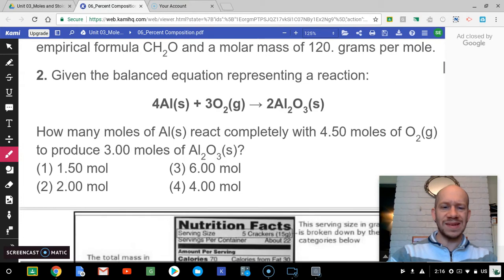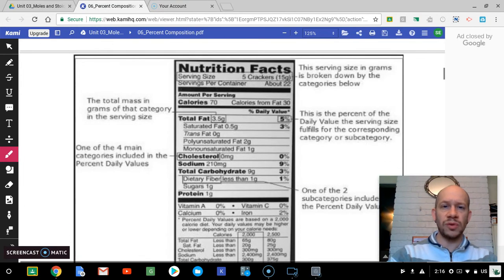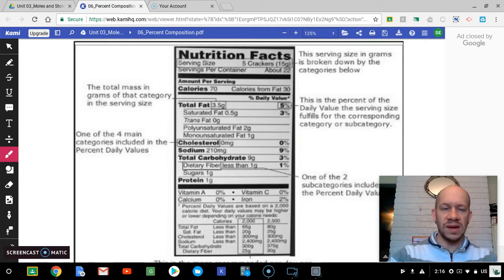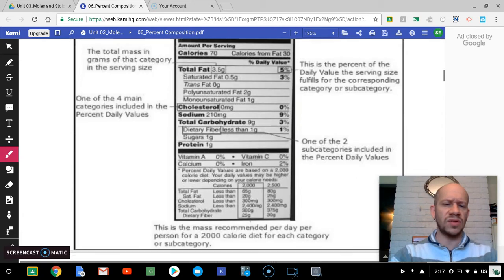A real-world example of percent composition is the nutrition facts on all the foods we eat. Nutritionists have taken our food and calculated each ingredient: fat, cholesterol, sodium, carbohydrates, all the things we learned about in living environment. They can calculate the percent composition of each of those items and then tell you how much that is for your daily diet. So this percent composition is a really important concept for us to understand.